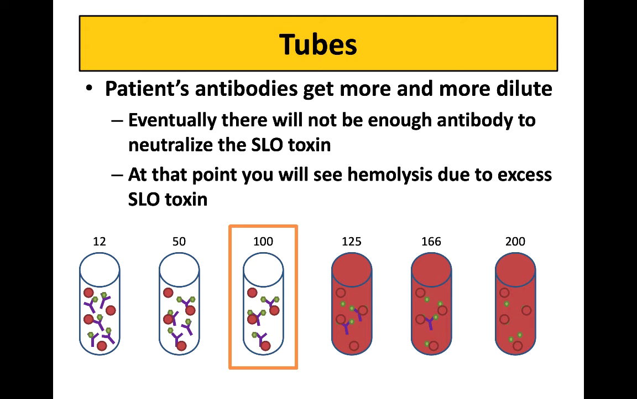This tube, the 100 tube, is the last tube showing no hemolysis. And this is the tube that you use to calculate titer. So when you're asking, what is the titer of this patient's ASO antibody, you would go to the last tube showing no hemolysis and then take the reciprocal. So the 1/100th tube is the last tube showing no hemolysis. You take the reciprocal of that, and that's where the 100 comes from. So we would report this patient's titer out as 100.